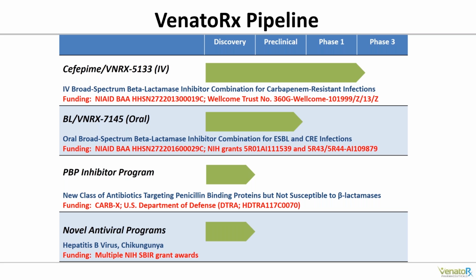We also have a PBP inhibitor program. So there's a new class of antibiotics that target penicillin binding proteins, but they're not susceptible to beta-lactamases, so they're not a beta-lactam-based compound series. This is funded by both CARB-X and DoD, and it's specifically in this program with CARB-X funding that Dennis and Steve are going to be talking to you about today in terms of our use of the NIAID preclinical services. And we also have programs in antivirals where we have some very, very interesting work going on in both hepatitis B and in chikungunya virus that's supported by the NIH.